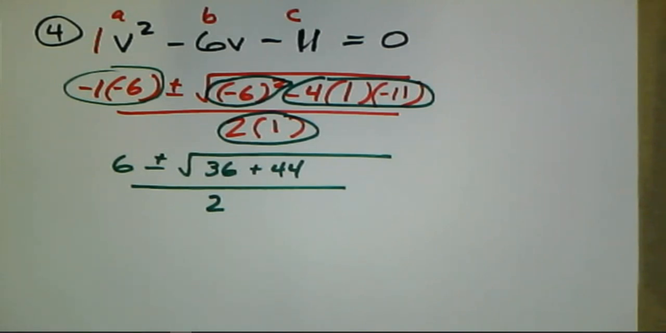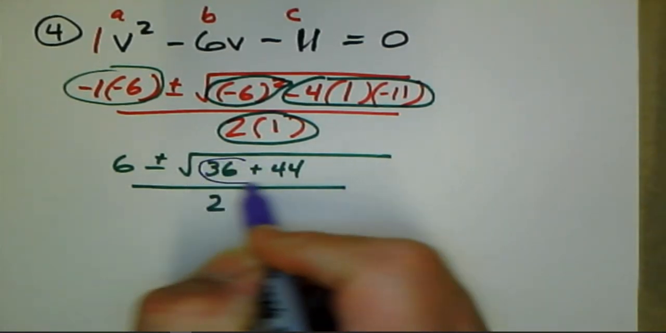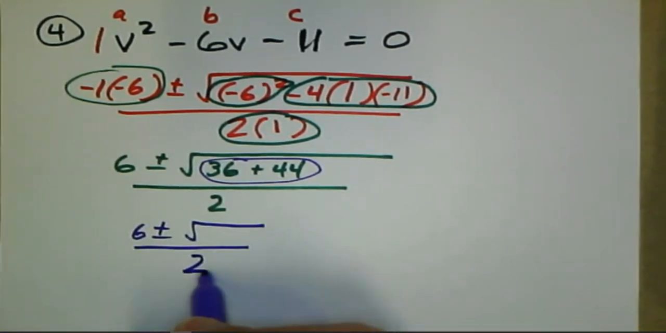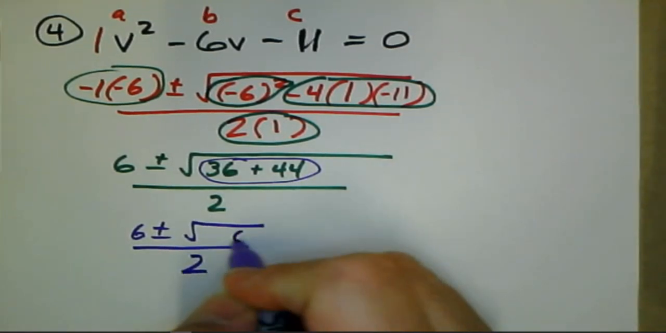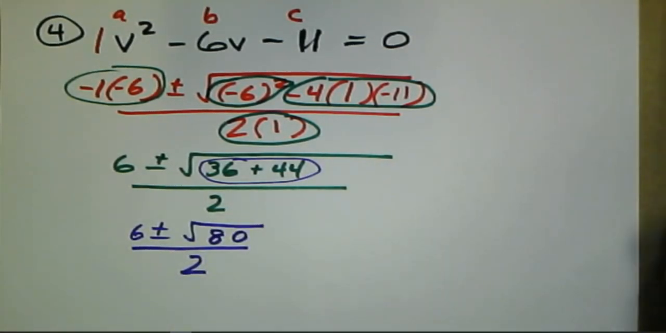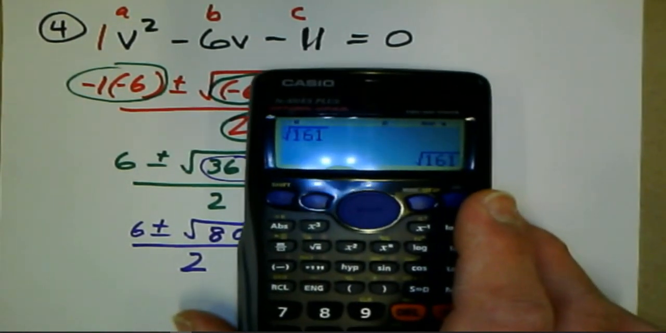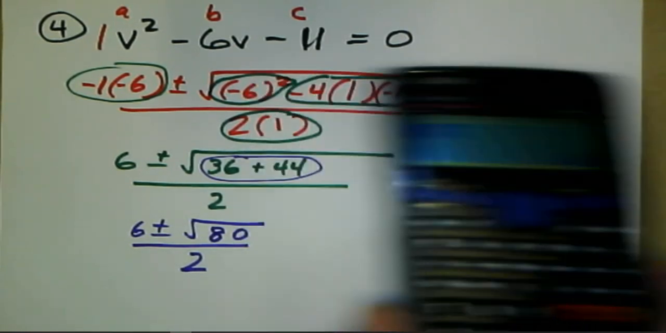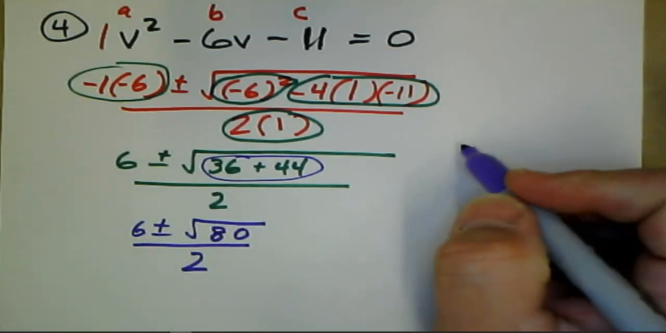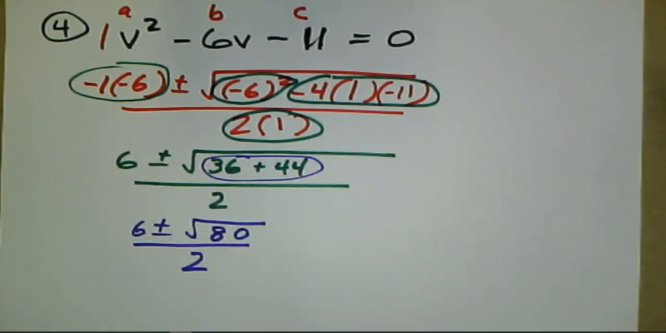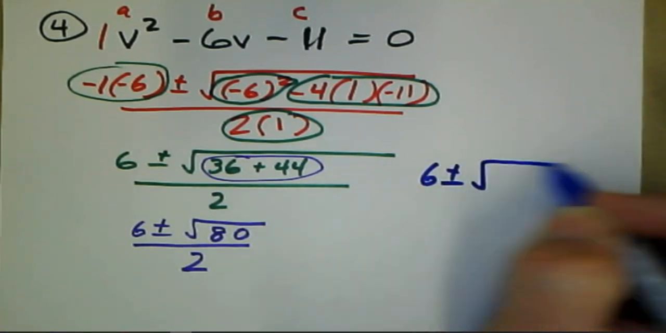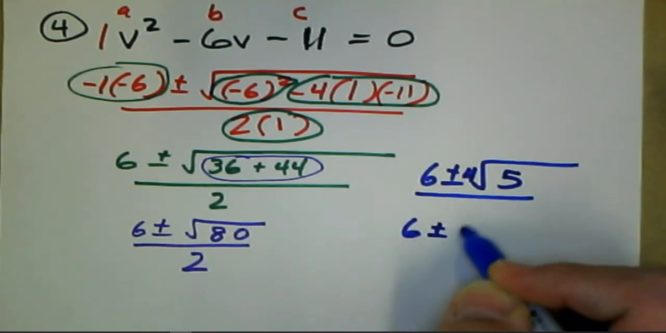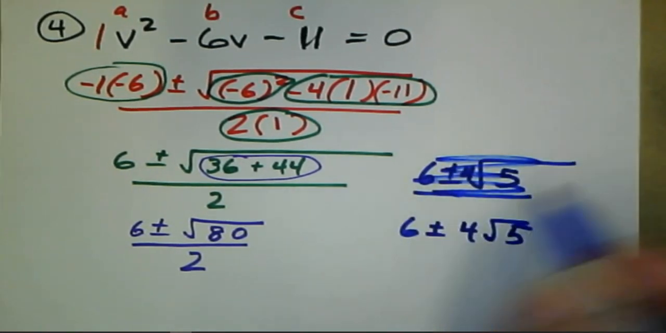Now the next thing we can do is on the inside. So we have 6 plus or minus the square root of 36 plus 44, 80. And take that calculator. Hit square root 80 equals 4 square root 5. So 6 plus or minus 4 square root 5. I did that goofy. Let me rewrite it. 6 plus or minus 4 square root 5 all over 2.